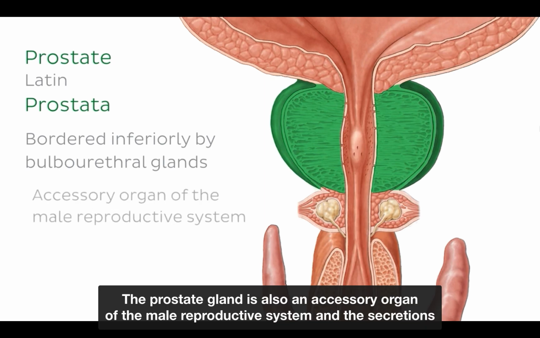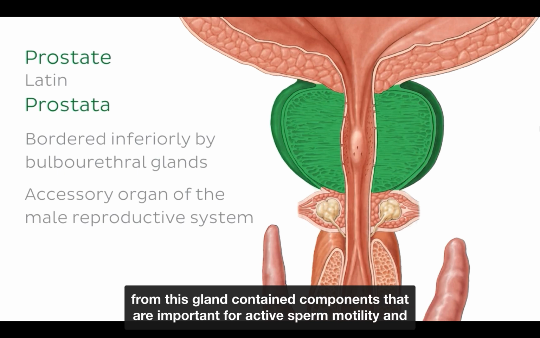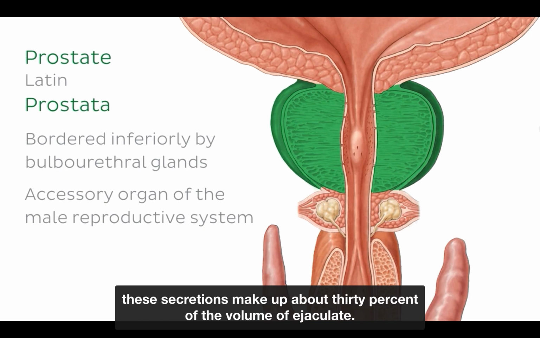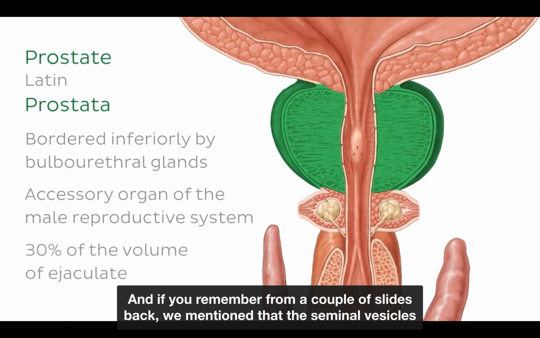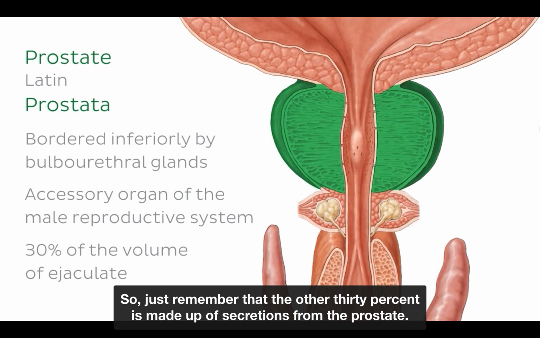The prostate gland is also an accessory organ of the male reproductive system, and the secretions from this gland contain components that are important for active sperm motility, and these secretions make up about 30% of the volume of ejaculate. And if you remember from a couple slides back, we mentioned that the seminal vesicles secrete a fluid that makes up around 70% of the volume of ejaculate, so just remember that the other 30% is made up of secretions from the prostate.